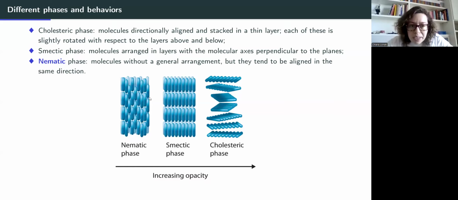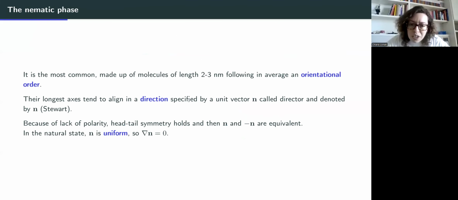The nematic phase is the one in which we are interested and is the most common phase. In particular, it is characterized by the fact that the molecules are long, from 2 to 3 nanometers. As you can see here, the molecules tend to align along a common direction. This common direction is specified by a unit vector n that we will use, and it is called the director.